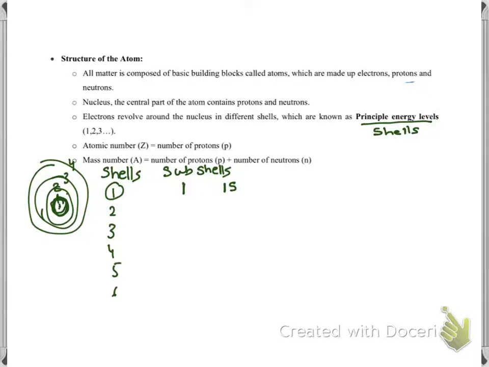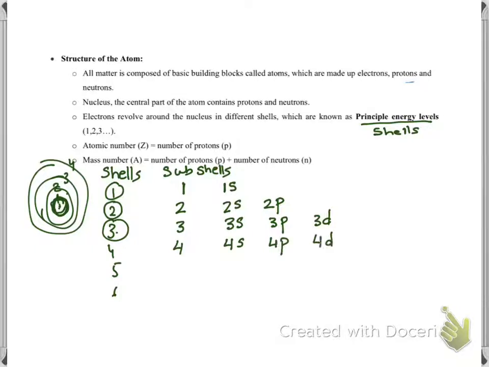and we denote it by 1s. The second shell is divided into two subshells, and they are denoted as 2s, 2p. The third shell is further subdivided into three subshells, and they are denoted as 3s, 3p, 3d. The fourth shell is subdivided into four subshells, we call them 4s, 4p, 4d, 4f, and so on.